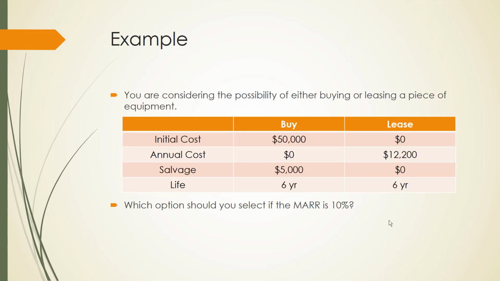So let's look at an example. In this case, our options are that we can purchase this piece of equipment or we could lease the piece of equipment. If we buy it, it's going to cost us $50,000 initially, and it's going to have a salvage value after 6 years of $5,000. If we choose to lease, then I don't have to pay anything up front, but every year I have the rental fee of $12,200. Again, the life expectancy would be 6 years. And we want to see which option we should select if the rate of return that we need is 10%.